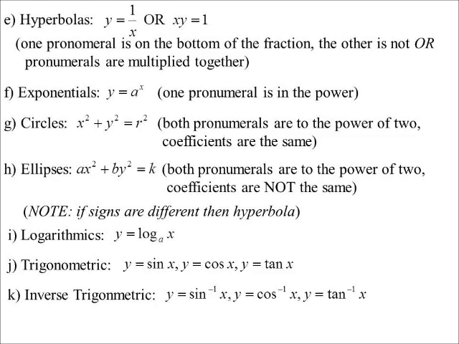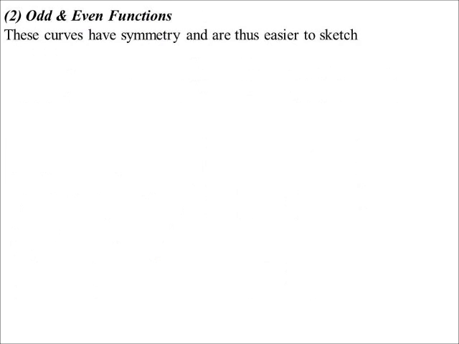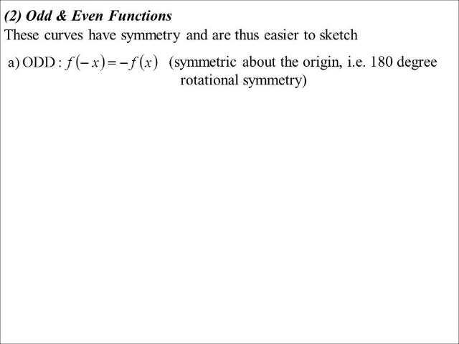Then we can use ideas about symmetry. So if we recognise it's an odd or an even function. So odd functions, f of negative x equals negative f of x. We know that one has rotational symmetry. And that also means it will always have an x-intercept of 0 if it is continuous at that point.